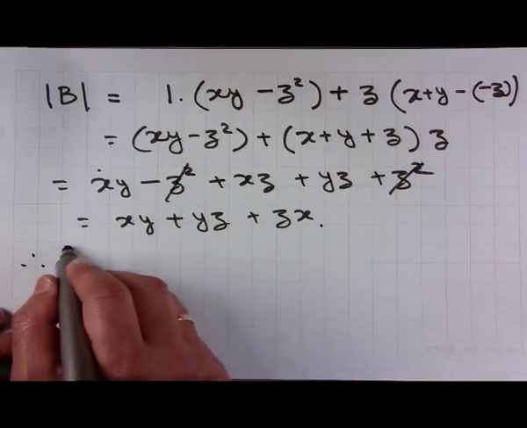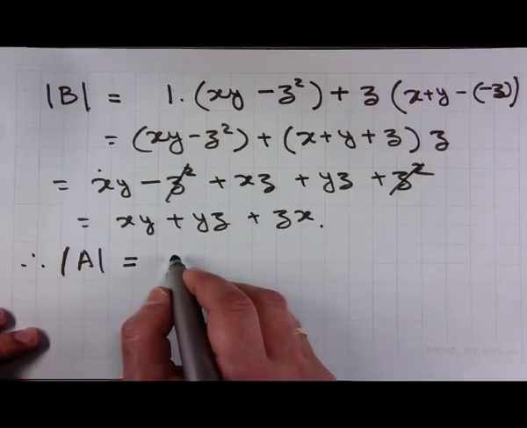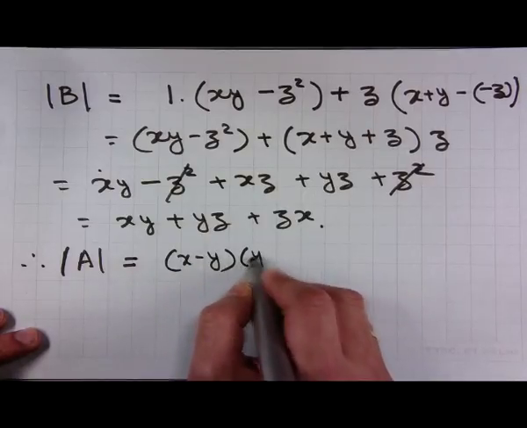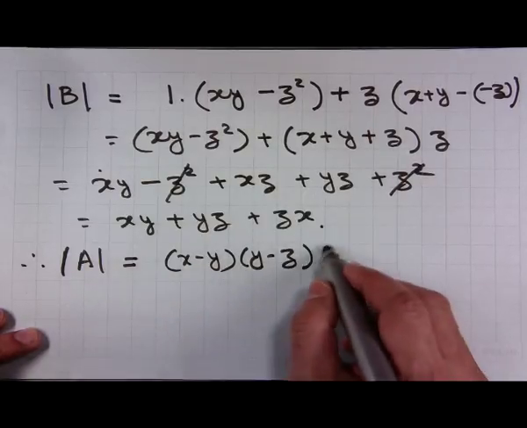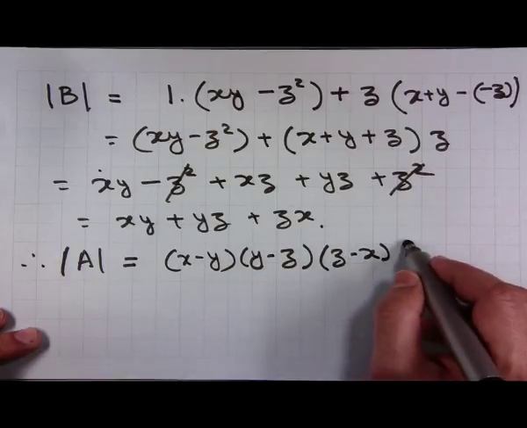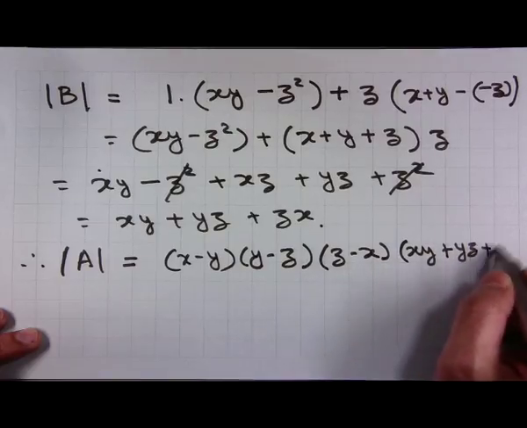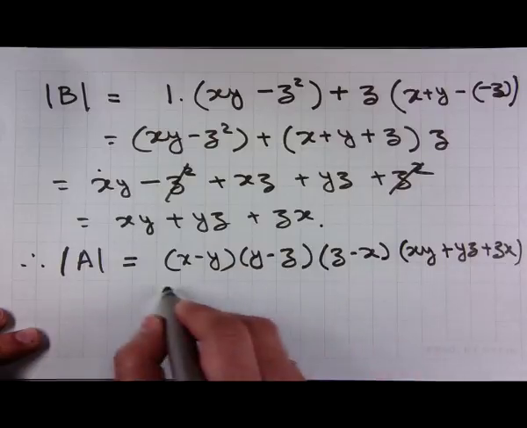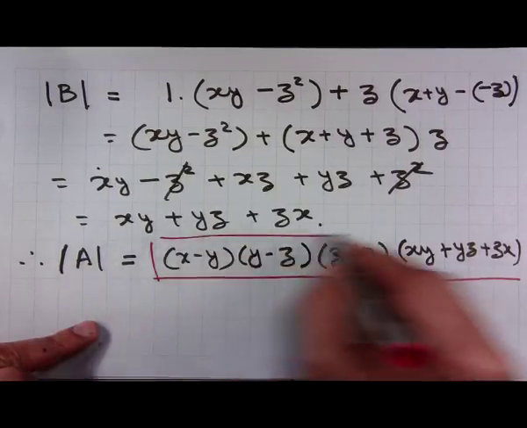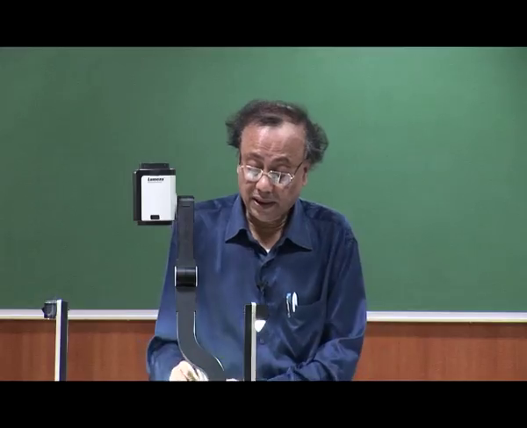Therefore, determinant of A is equal to (x minus y) into (y minus z) into (z minus x) multiplied by (xy plus yz plus zx). This is the answer. Another problem.